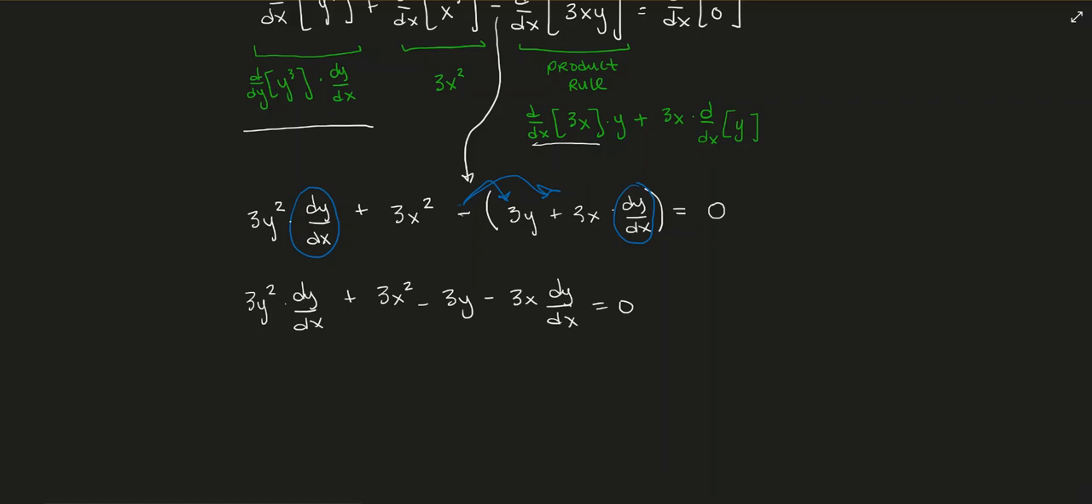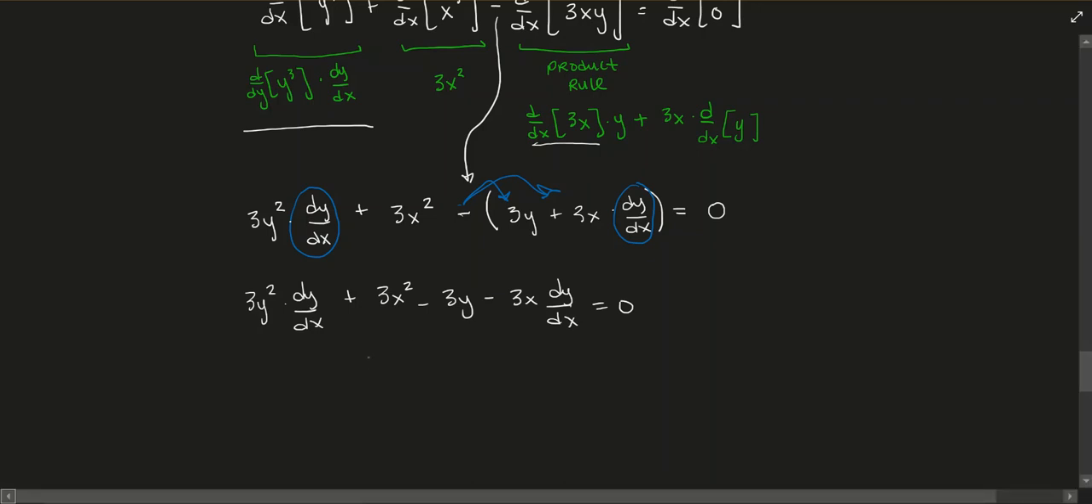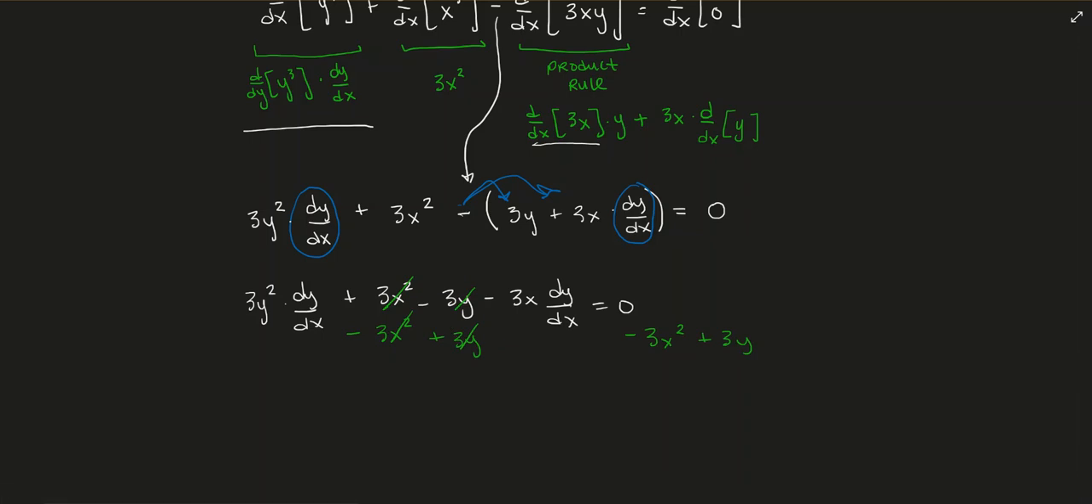And then let's get rid of any term on the left-hand side that does not involve dy/dx. So this positive 3x squared, for example, let's subtract that from both sides so that we can move it over to the right-hand side. And this minus 3y, let's add that to both sides so that we can get it over onto the right-hand side as well. Now we've eliminated everything on the left-hand side of the equation that does not involve dy/dx.